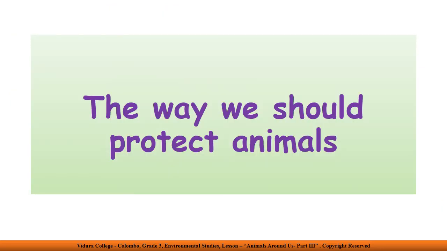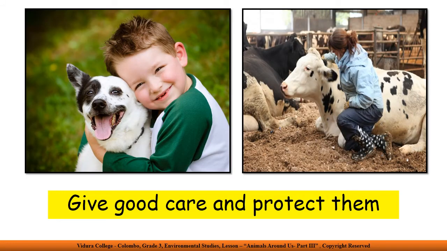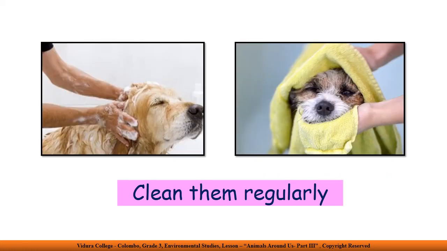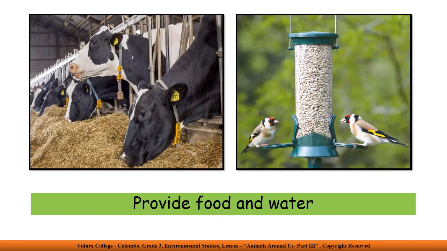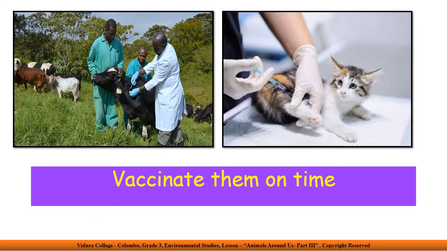Next, we are going to learn the way we should protect our animals. Animals around us also need our love and affection. So we must give good care and we must protect them. If you have a pet at home, it is your responsibility to keep them clean. We must provide them food and water. We must vaccinate them on time to avoid spreading diseases.